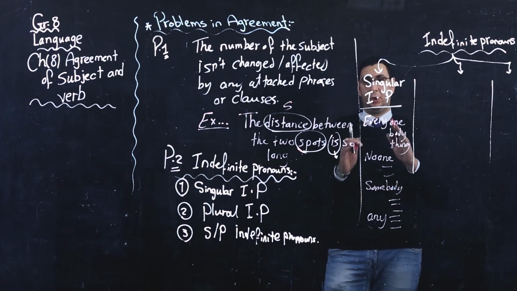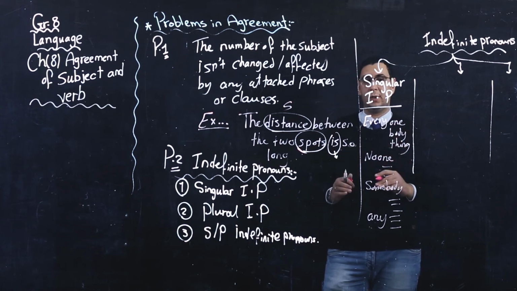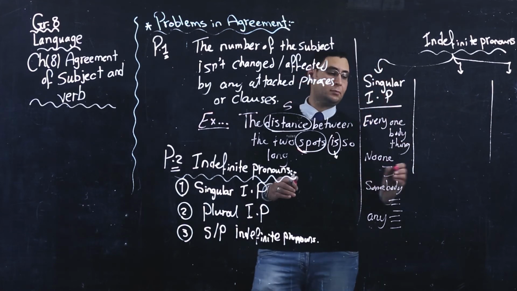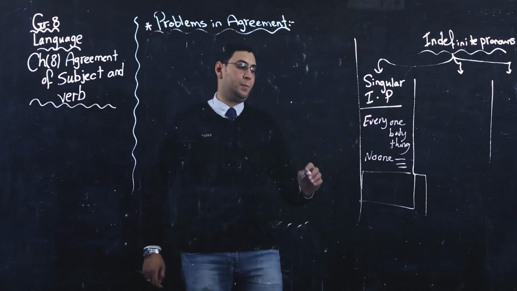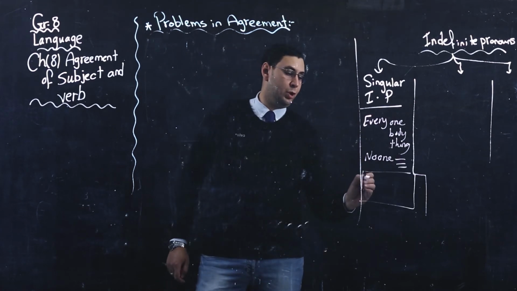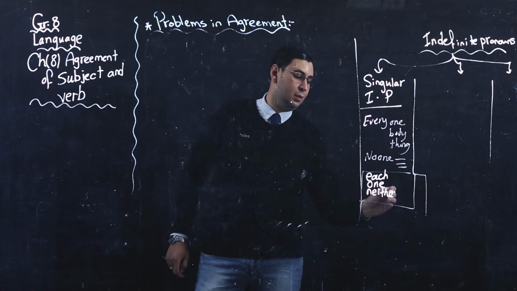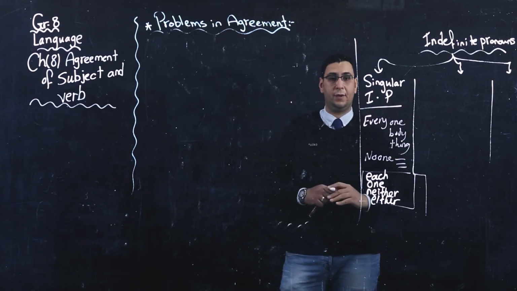Moreover, you have to know that all of the compound indefinite pronouns that consist of two words, like everyone, no one, somebody, all of them are singular all the time. Besides, we have 4 separate words, which are each, the pronoun one, neither, either. So the first group here are always singular indefinite pronouns.